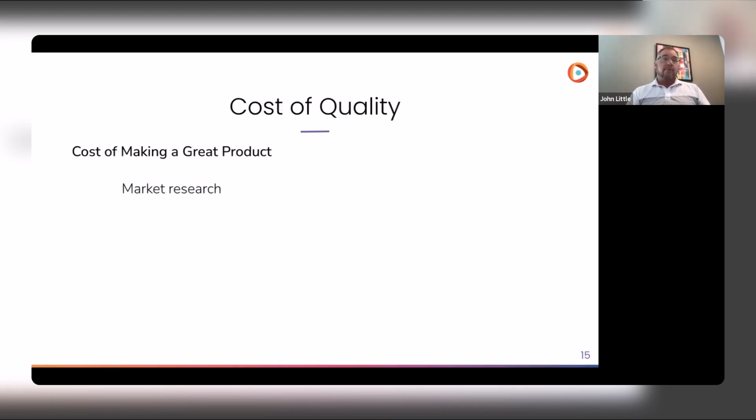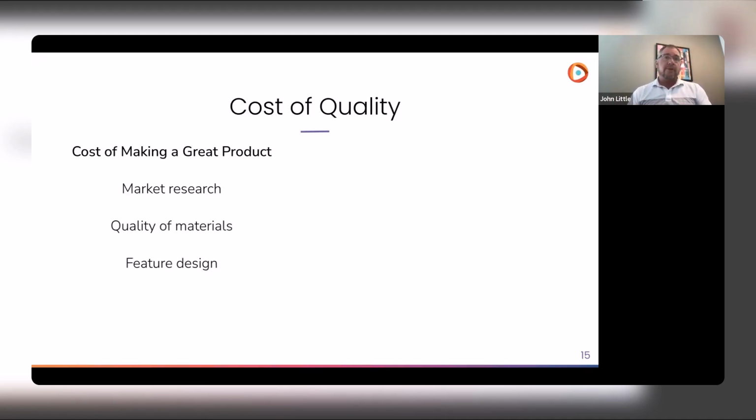That can start at the very beginning with market research. If you're going to make a great product that's going to fit a market very well, you're going to have to do the research to figure out what the problem is and the best way to solve that problem. You have the quality of materials that go into the product. Is it going to be made out of plastic, or is it going to be made out of glass? Is it going to be made out of something cheap or something expensive? What are the materials going into it?